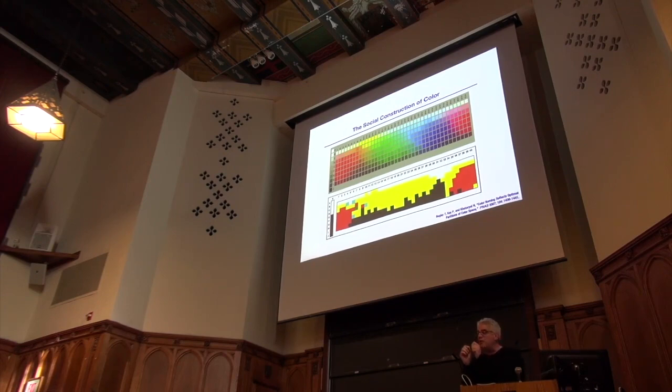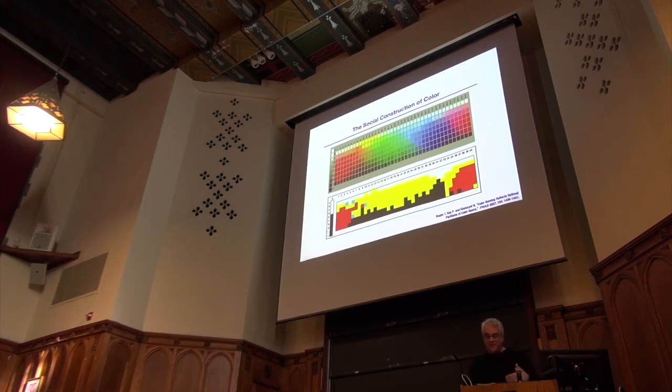And what's done is you go around the world, and you show one square at a time to a respondent, and you ask them, what color is this? What do you call this color? And then you show them another square, and another square, and another square. And you do that for many respondents in each of many groups around the world.